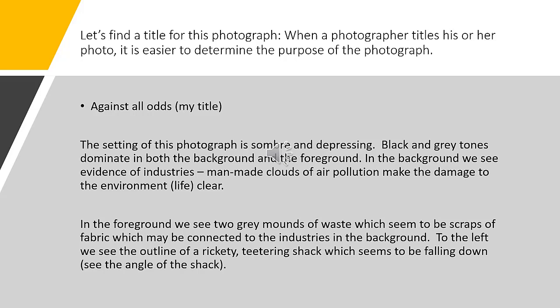The setting of this photo is really somber and depressing. Why? The black and grey tones that dominate in both the background and the foreground. In the background, we see evidence of industry. Man-made clouds of air pollution make the damage to environment or life clear. Can you see that what we started there is one paragraph on its own? Then we move on to the next part that we want to discuss.